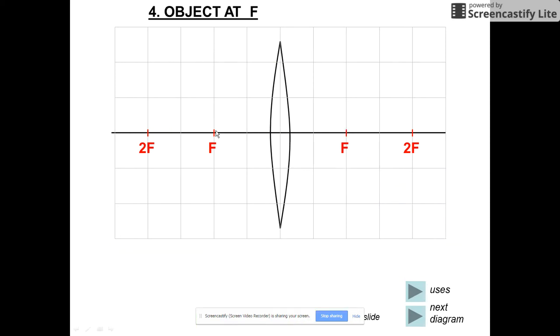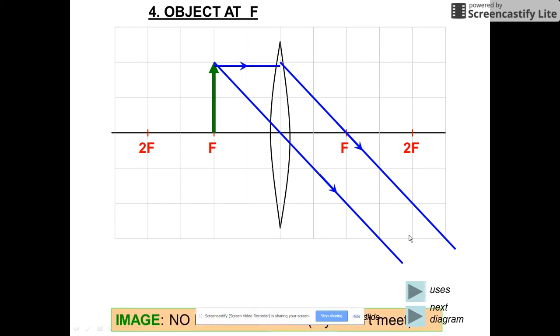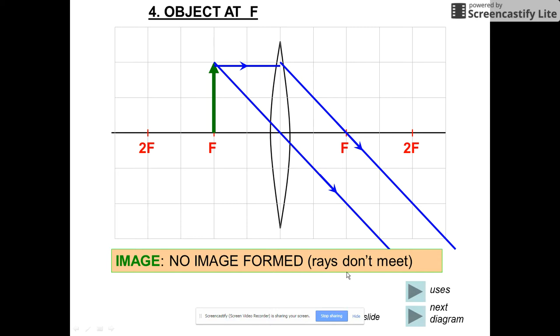If I move the object even closer now, to one focal length from the lens, and I draw my rays, here's the parallel one, it changes direction at the center of the lens, and then it's going to pass through F. And then we've got the ray that comes from the top of the object and through the center. You can see that these rays are running parallel and they're never going to meet. So in this case, we don't get an image formed, and that's if the object is at one focal length from your convex lens.